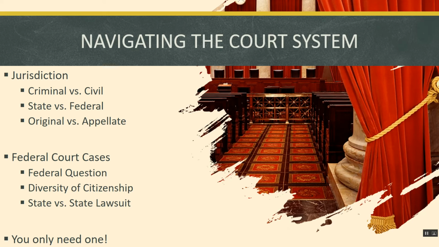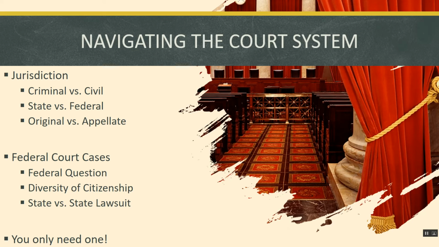State jurisdiction is the authority of a state court to hear cases involving disputes about state law and to issue rulings resolving those disputes. Whereas federal jurisdiction is the authority of a court to hear cases and make legally binding rulings resolving disputes about federal laws. If you fall under state jurisdiction, you go to a state court. If you fall under federal jurisdiction, you go to a federal court.